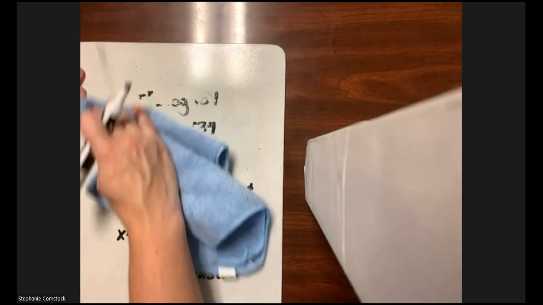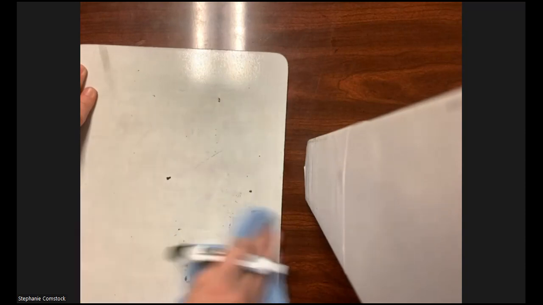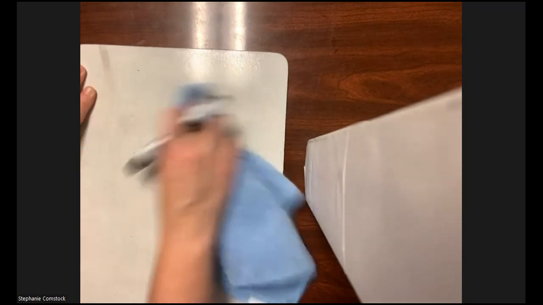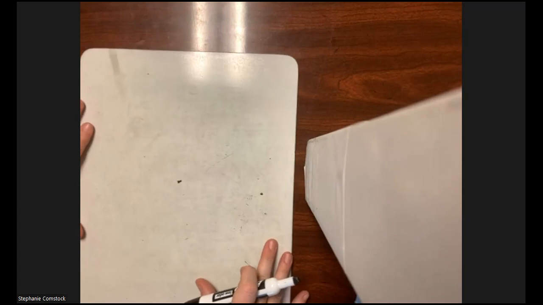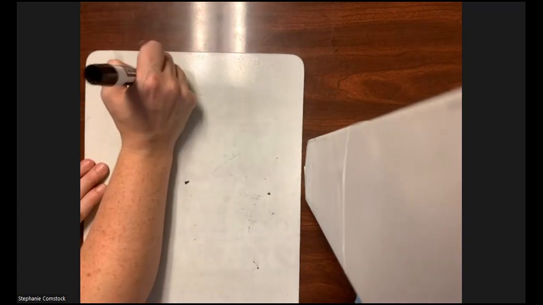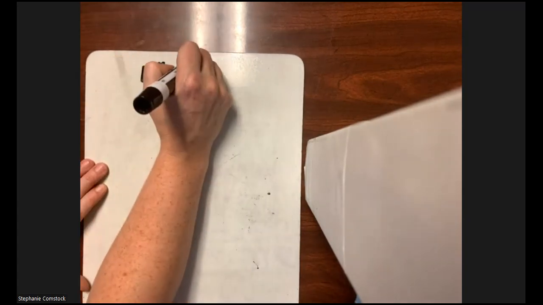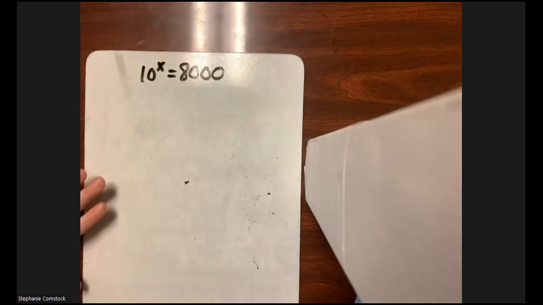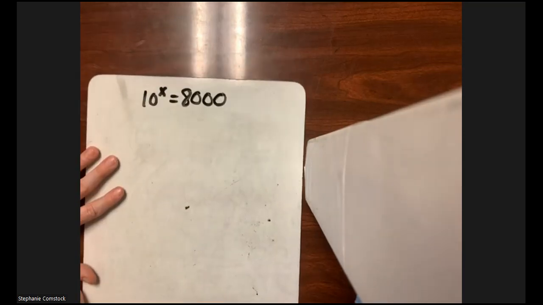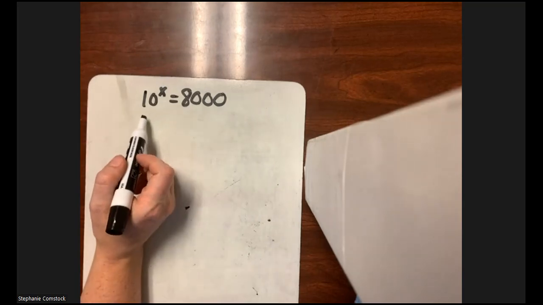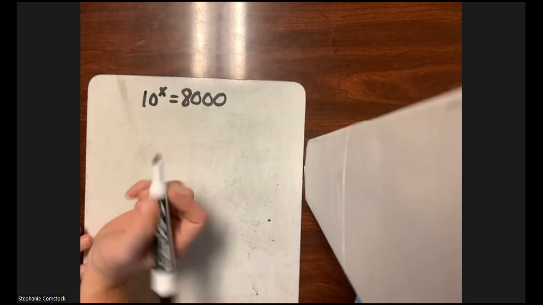Now, let's take a look at some ones which were in that second type, which is bases that work well with log. So, for example, if I have 10 to the x equals 8,000, we are generally only going to use two logs. We're either going to use natural log, which we know has a base of e, or common log that has a base of 10. Well, we've got base 10 here. We want to use common log with this.